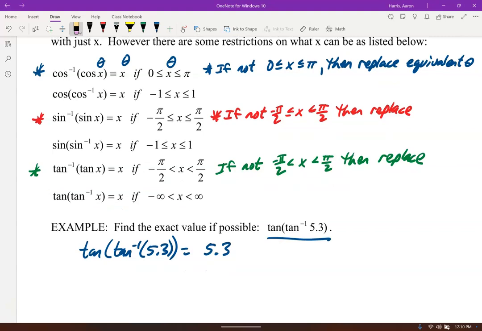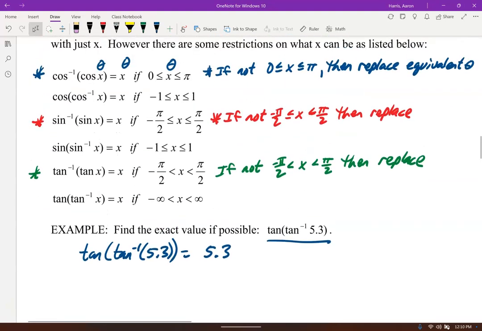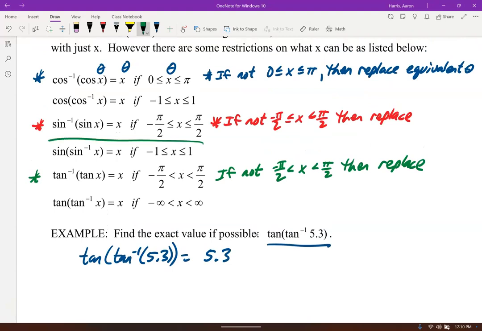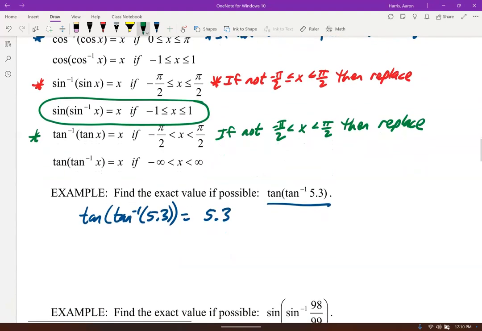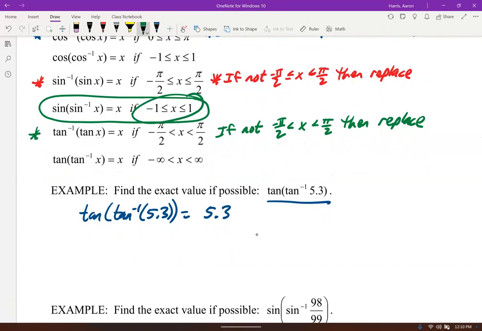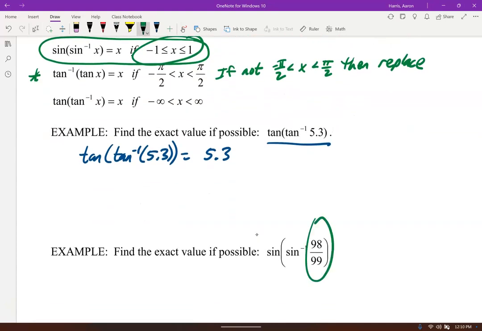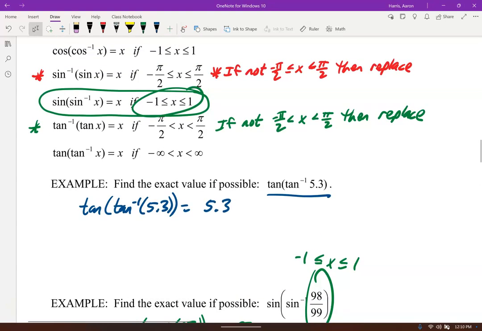Okay. Let's do the next one, sine of the arcsine. So sine of the arcsine, that's this one. Sine of the arcsine of x is x, as long as x is between -1 and 1. So I'm looking at that, and I say, is that between -1 and 1? Well, yeah, 98 over 99. 99 over 99 is 1. So yeah, it's between them. So this is no issue. The sine of the arcsine of 98 over 99, because it's between -1 and 1, is just 98 over 99. No issues.